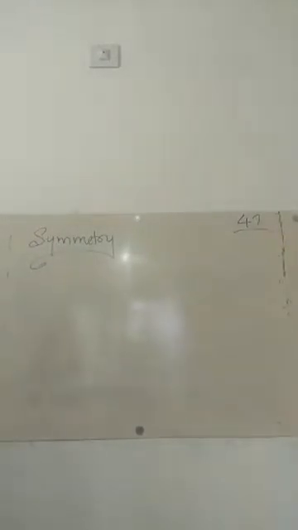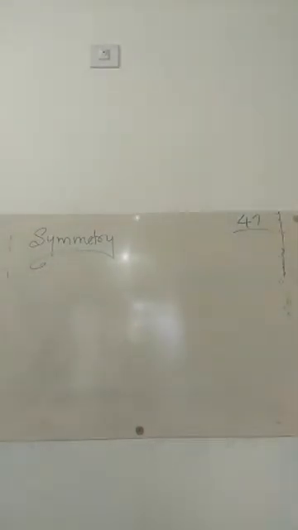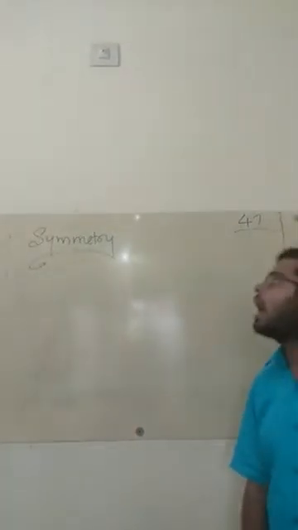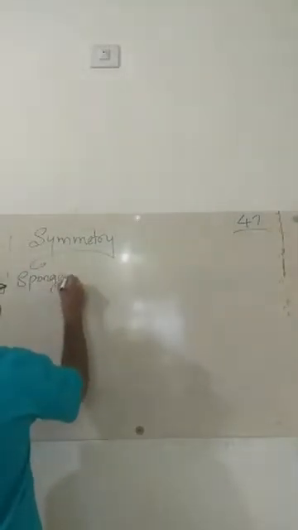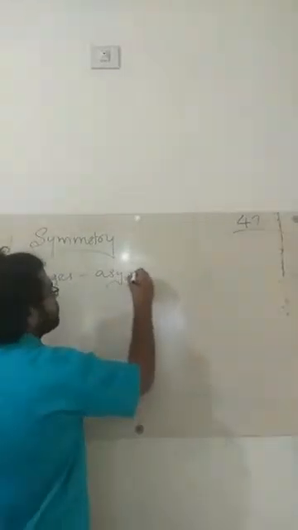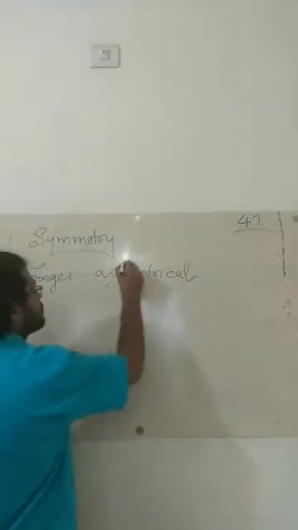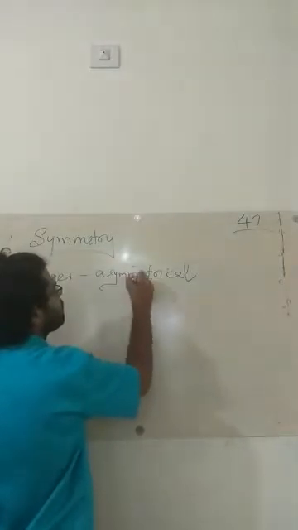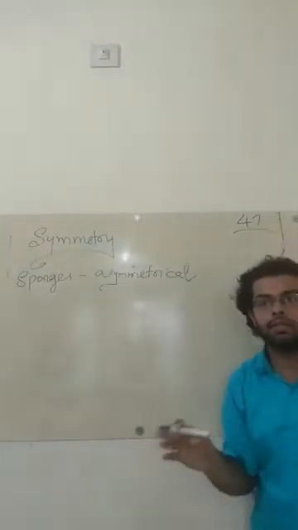So we are starting to say something about symmetry. What does symmetry mean? Animals can be categorized on the basis of symmetry. When we are talking about sponges, they are asymmetrical. Asymmetrical means that any plane that passes through the center does not divide them into equal halves.